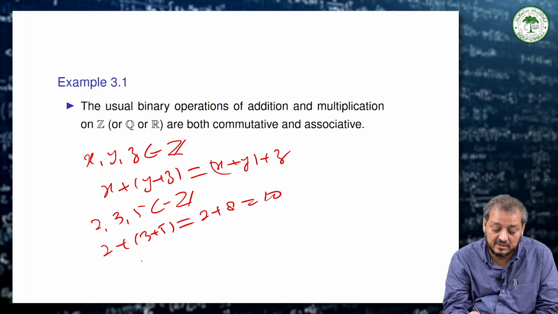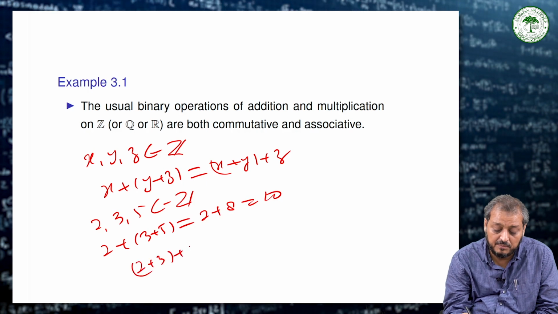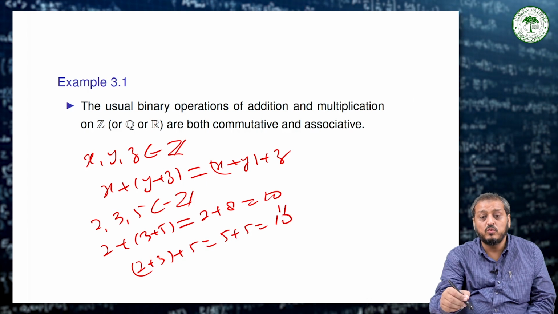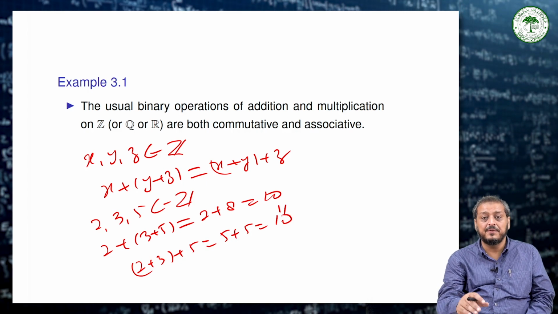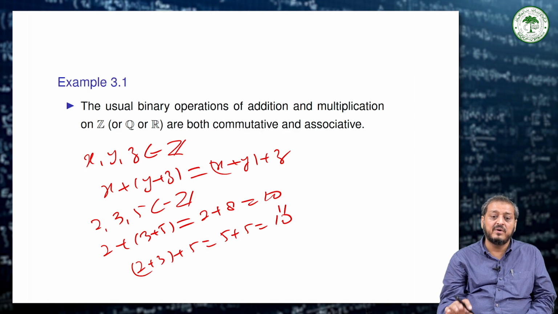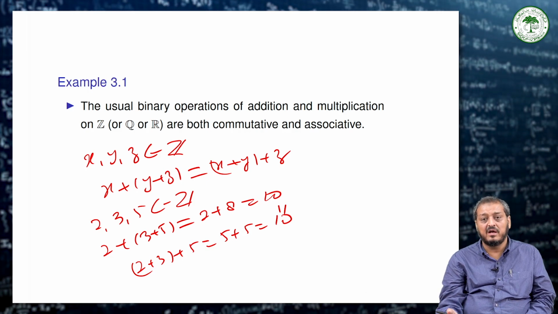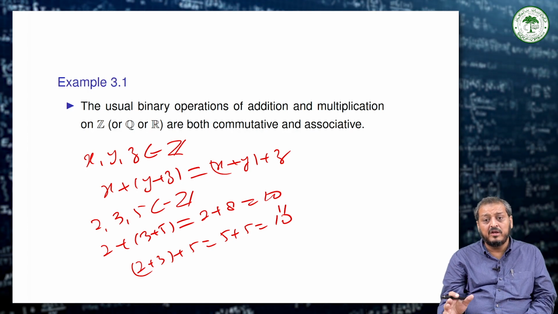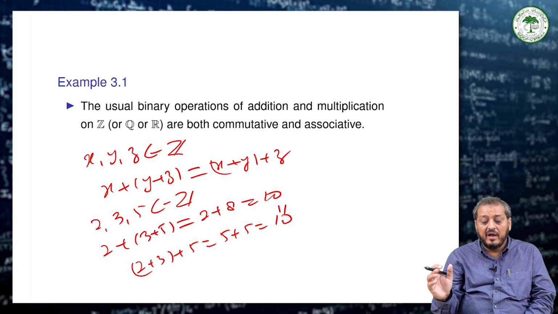Another way we can say this is 2 plus 3 plus 5 is equal to 5 plus 5, which is equal to 10. So these two are the same. In this case, we can simply say that as a set of integers, set of real numbers, set of rational numbers, under addition and multiplication, they are clearly a binary operation. The binary operations are commutative and associative.